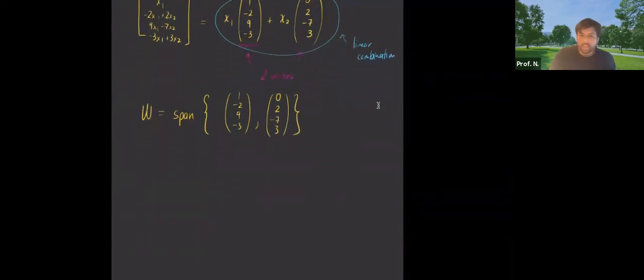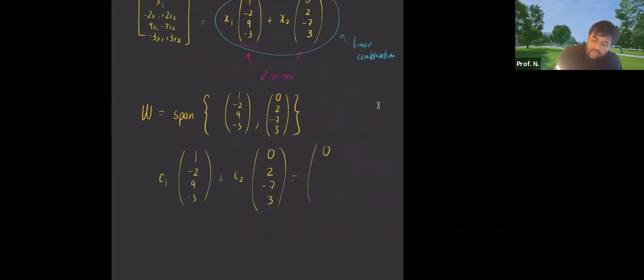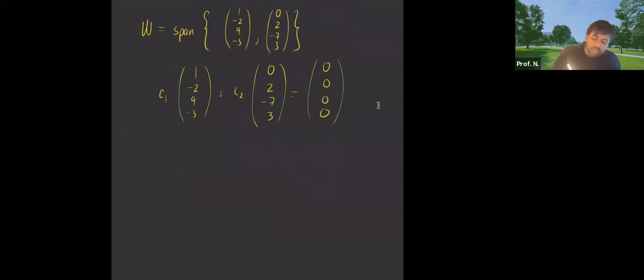Now, are they linearly independent? So then what's the question with linear independence? I do C1 of what? (1, -2, 9, -3), plus C2 of what? (0, 2, -7, 3). This has to equal what? (0, 0, 0, 0). Now, are they linearly independent? I can do the whole matrix equation thing here, right? And then do the row reduced echelon form. But I just want to show whether C1, C2 have to be only zeros.